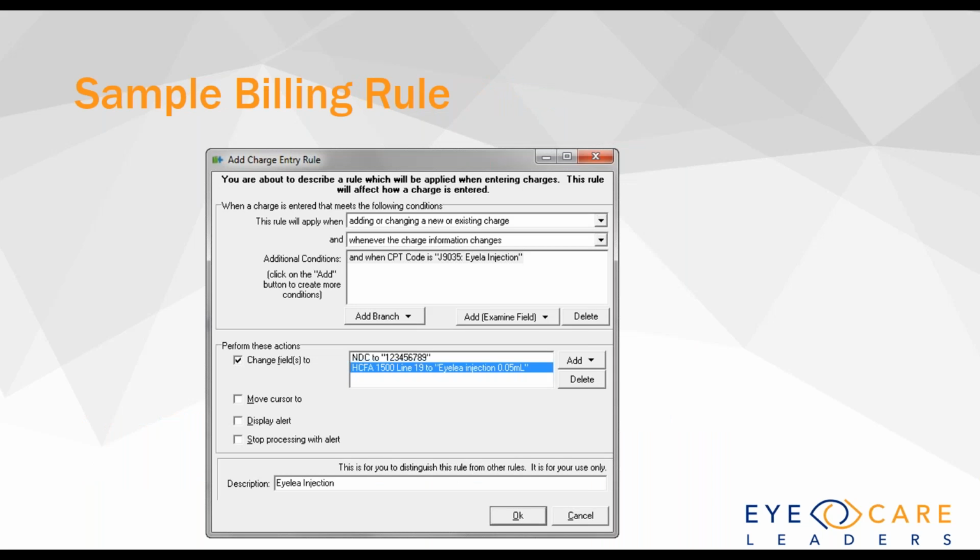So just a couple of examples here. The one that I have up on the screen now is where for an EYLEA injection, they require NDC numbers. And if there's not a place to actually put that whenever you enter in the J codes, you can set up a billing rule that automatically puts the NDC number in. And then let's say this insurance company also wants a little blurb that says that it's an EYLEA injection at 0.05 ml. So whenever the staff enter in a J9035, that information will automatically be added to the claim. It's not something that they would have to remember. And then that way, you don't have to worry about the claim being denied.